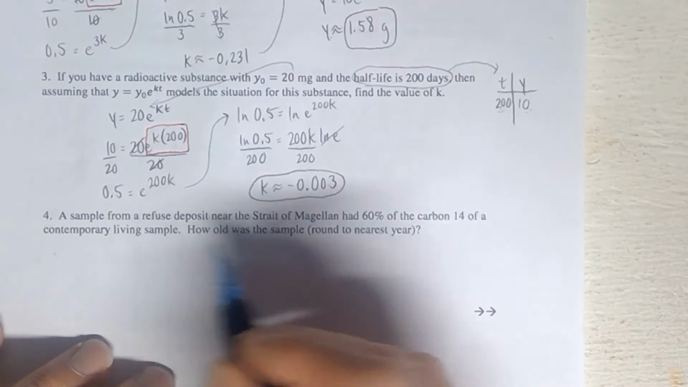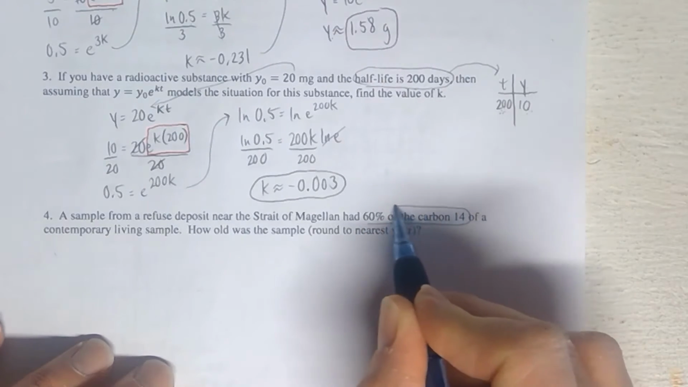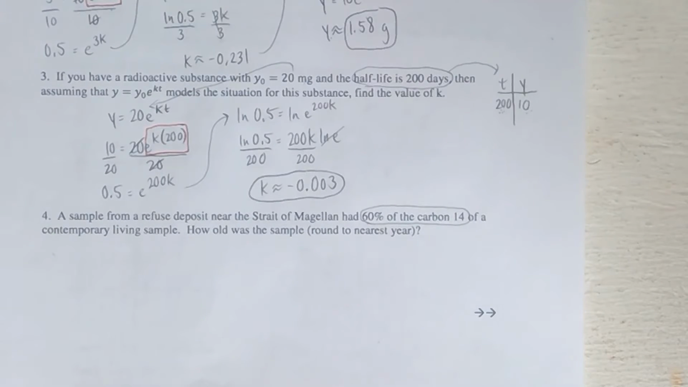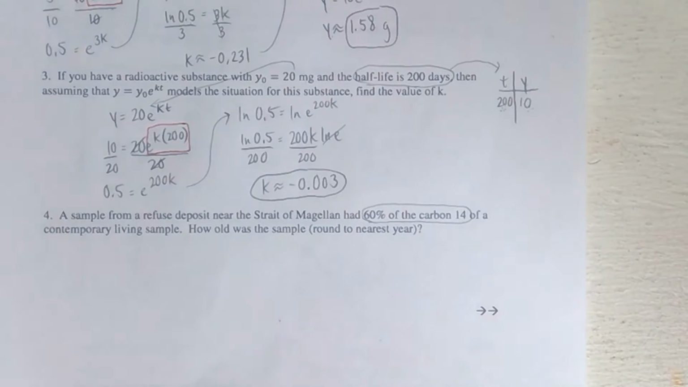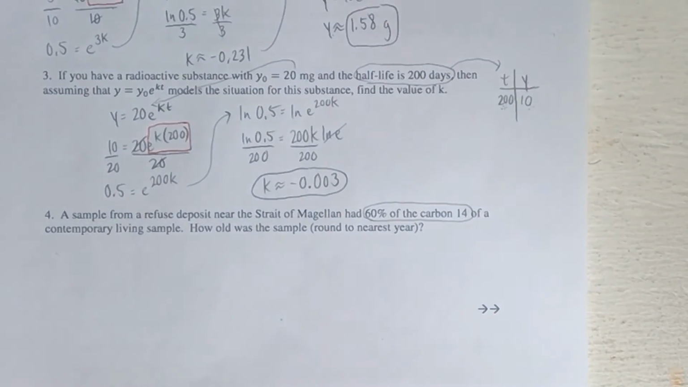The point is that they found this sample and it says it has 60% of the carbon-14 of a contemporary living sample. In other words, it has 60% of the original amount of carbon-14 that was in a living being. We don't know if it's a human being, an animal, whatever it may be, but based on the fact that there's 60% left, you can actually figure out how old that sample is. And let me show you how to do that.